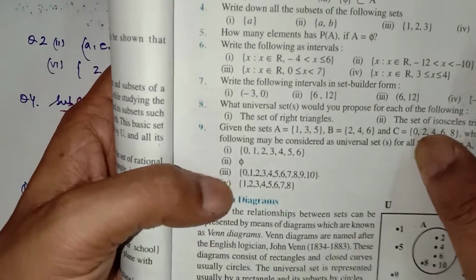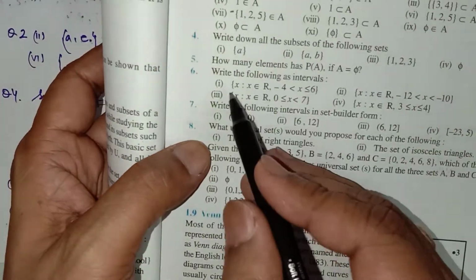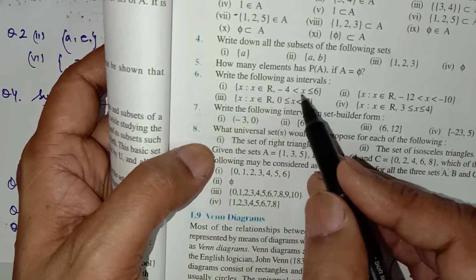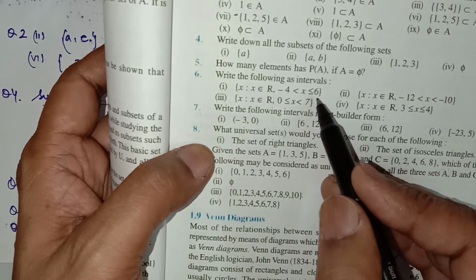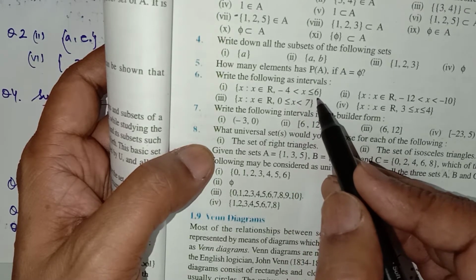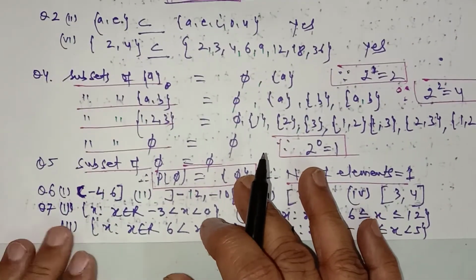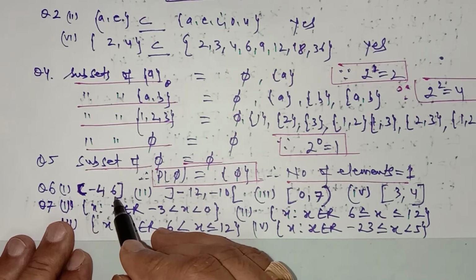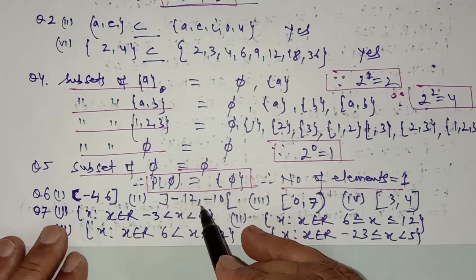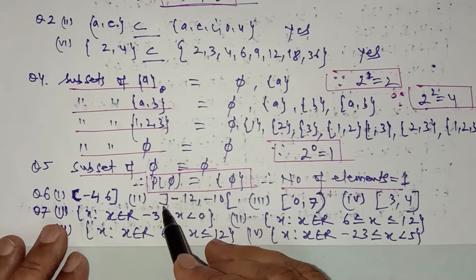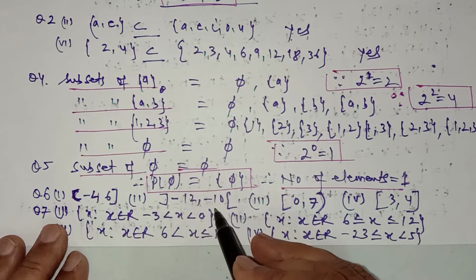Now in question number 6 the first is the set builder form of an interval: x such that x belongs to real numbers and x is greater than -4 and less than or equal to 6. So it means for -4 we should have an open interval, and for 6 a closed interval. So you have to write like this: open at -4, closed at 6. Similarly in the second part it is given that x is greater than -12 and less than -10, so we have an open interval for both -12 and -10.